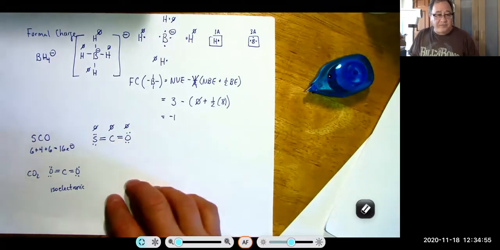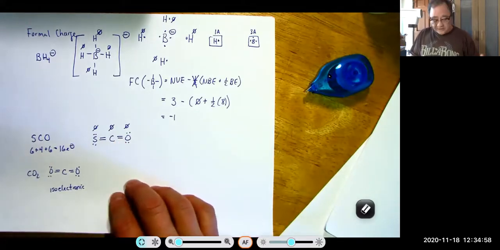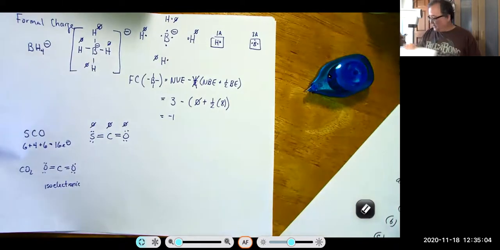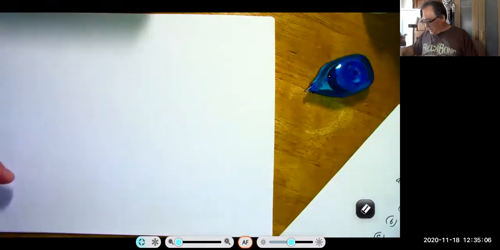Oxygen normally makes 2 bonds, carbon 4, and sulfur 2. Okay, so that being done, that's a couple of formal charge things. Now let's take a look at this one here.